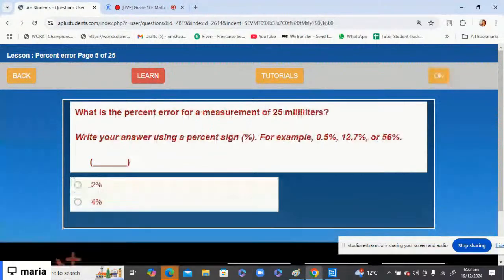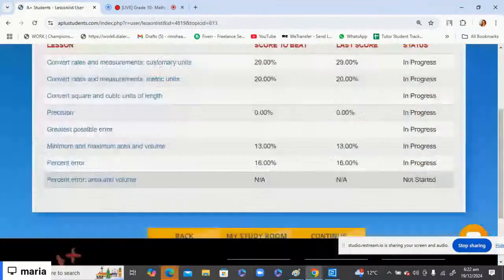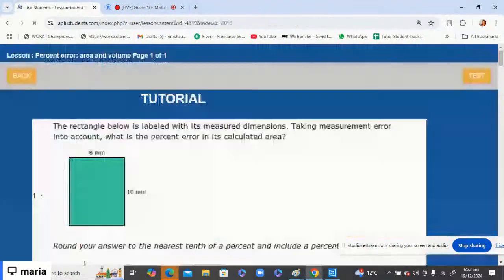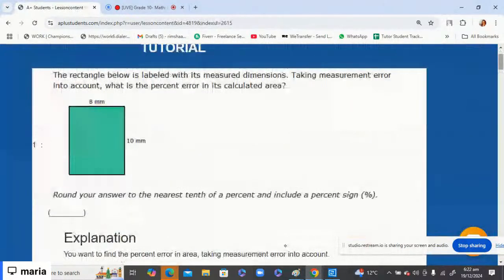All right. Hope you guys understand this lesson. So solve the rest of the test questions by yourself. Now let's do the last lesson of this chapter, which is percent error, area, and volume. So here, the rectangle below is labeled with its measured dimensions, taking the measurement error into account. What is the percent error in its calculated area?